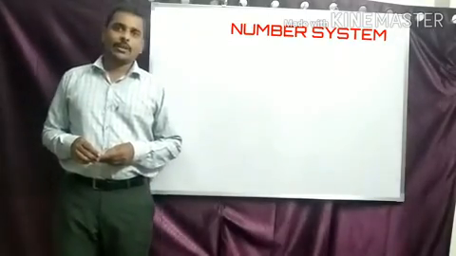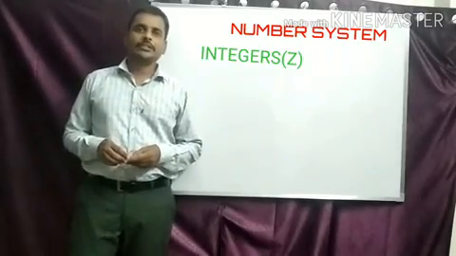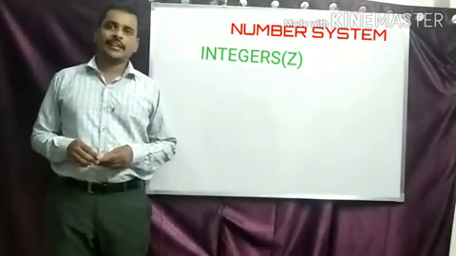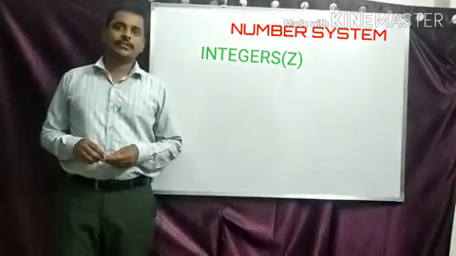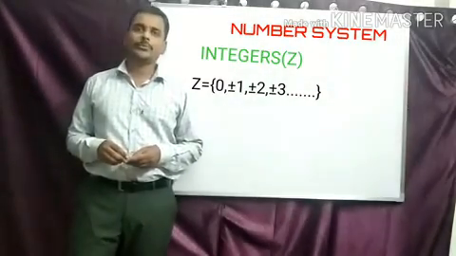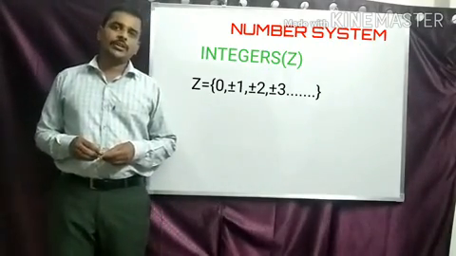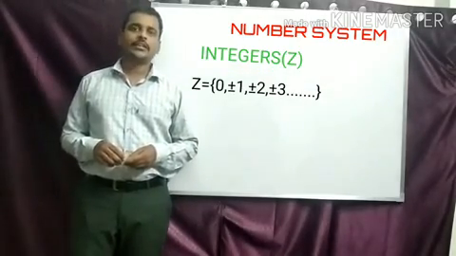The whole numbers including negative natural numbers are called integers. Integers are represented with Z. Z means Zahlen, a German word. Zahlen means counting. Here, Z equals the set of 0, plus or minus 1, plus or minus 2, plus or minus 3, and so on. The negative integers are denoted by Z minus. The positive integers are denoted by Z plus.